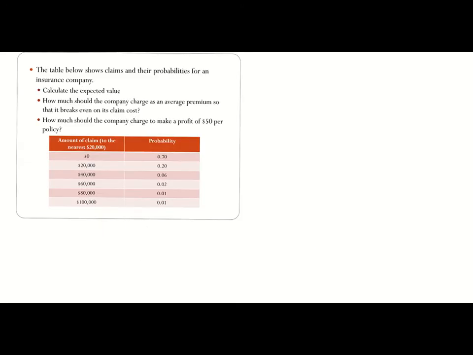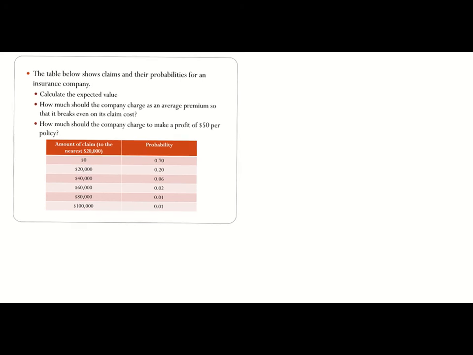All right, so here we're going to calculate the expected value for an insurance company that shows their premiums and how they calculate what you should pay for your insurance. So first thing we're going to do, again, you multiply to do the expected value, the amount of the claim times the probability. So we're going to multiply all these together and then we'll add them together.